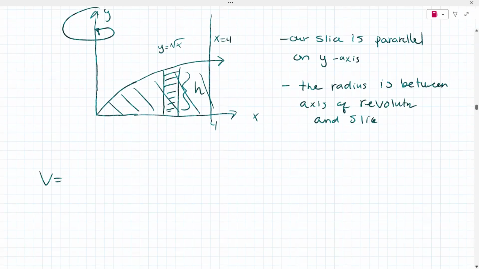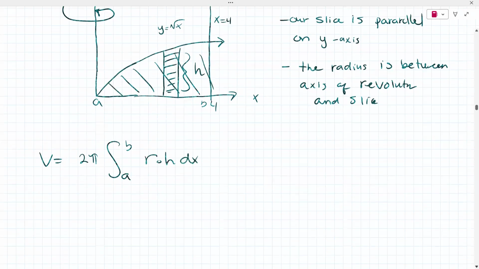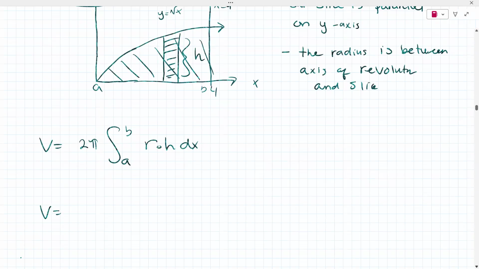So our equation is going to be V equals 2 pi. And then because everything has to be in terms of x, it's going to be from a to b, so like this distance. And it's going to be 2 pi, and then it's going to be, say, radius times the height, and then in terms of x, dx. Okay, so now we've got to find the radius and then we've got to find the height. So V equals 2 pi.